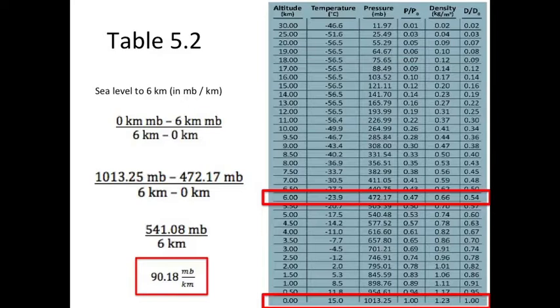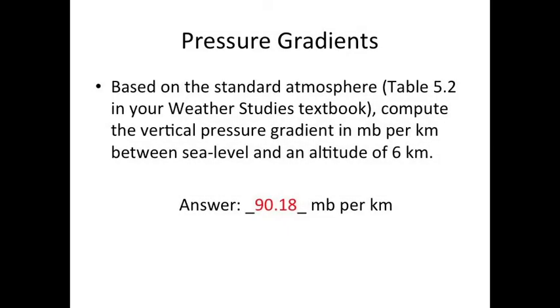Since sea level has 1013.25 millibars and 6 kilometers has 472.17 millibars, you will want to subtract them on top and divide it by 6 kilometers, which is the difference between the altitudes. You will get 541.08 millibars, and again, you want to divide it by 6 kilometers, giving you an answer of 90.18 millibars per kilometer. Therefore, your answer for this problem will be 90.18 millibars per kilometer.